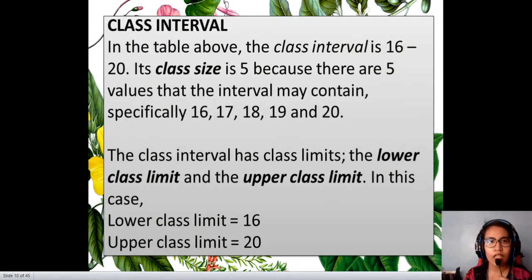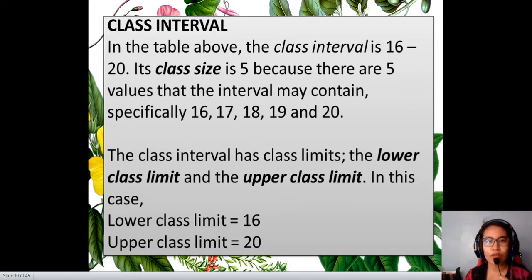Again, in the table above, the class interval is 16 to 20. Its class size is 5 because there are 5 values that the interval may contain. And those values are 16, 17, 18, 19, 20. So that's the reason why your class size is 5, according to the number of values it contains.